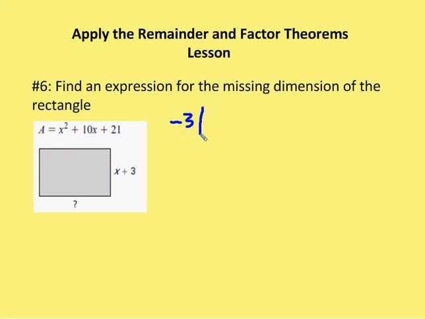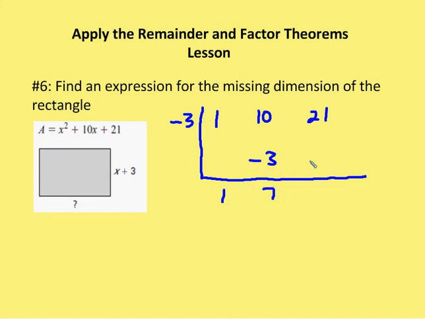So I use the divisor as negative 3 in synthetic division. I write down my coefficients of 1, 10, and 21. Drop the first term down, 1. Multiply by negative 3. 10 plus negative 3 is 7. Negative 3 times 7 is negative 21. My remainder is 0. So the expression is going to be x plus 7. That's going to be my quotient.